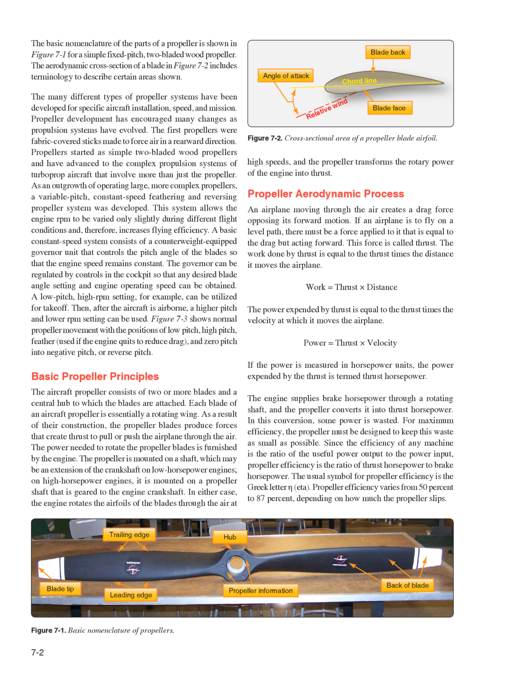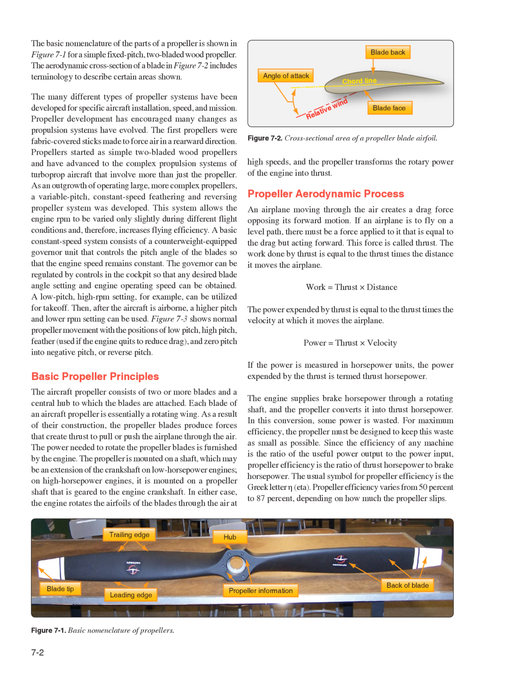The power expended by thrust is equal to the thrust times the velocity at which it moves the airplane. Power equals thrust times velocity. If the power is measured in horsepower units, the power expended by the thrust is termed thrust horsepower. The engine supplies brake horsepower through a rotating shaft, and the propeller converts it into thrust horsepower. In this conversion, some power is wasted. For maximum efficiency, the propeller must be designed to keep this waste as small as possible.